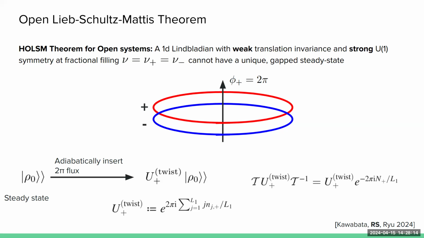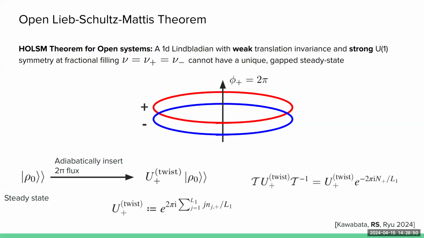So this tells us that after this adiabatic insertion, we've had some spectral flow, and we've mapped to a new steady state of the original Lindbladian, which differs in weak momentum, which is non-trivial if we are at fractional filling. So either we have multiple steady states, or we have a violation of the adiabatic assumption, telling us that we in fact have a gapless spectrum in the thermodynamic limit. And so this concludes the argument for this generalized LSM theorem, which again essentially just follows that of Oshikawa's argument.